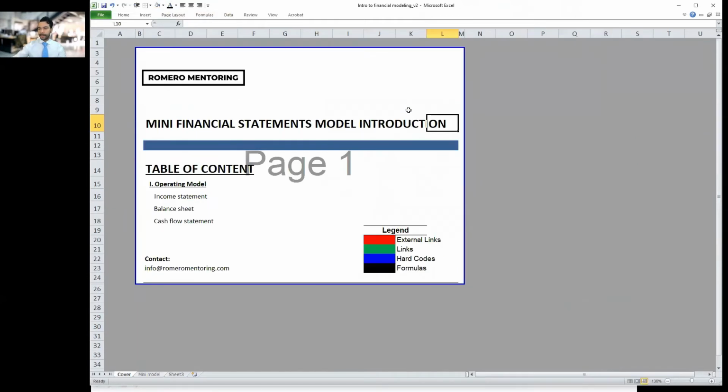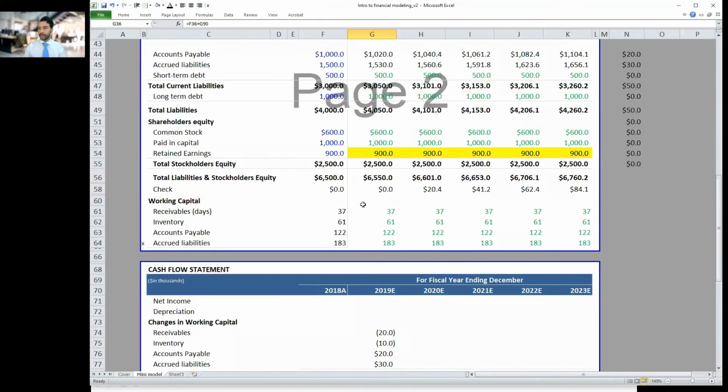And actually, here's the cover page in terms of legends and what the colors mean. So red means an external link. I'm linking to another sheet or another file. Green means links when I'm linking to another cell. Hard codes, it just means it's a variable. It's a number that is driving perhaps another cell. And black is formula. This is universal on Wall Street or internationally. Okay, so let's continue. And we balance.